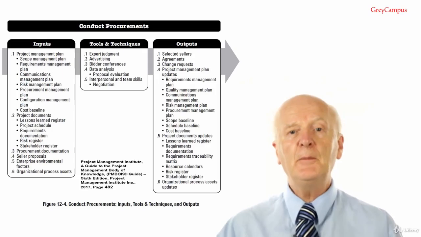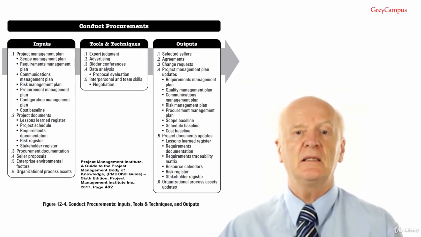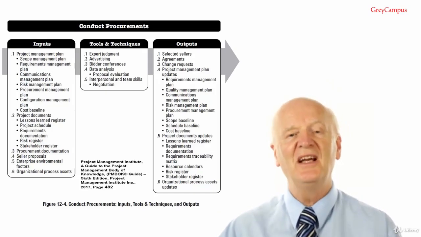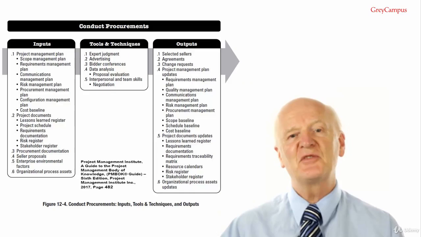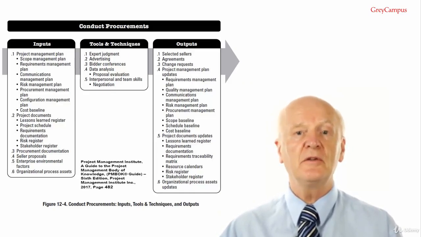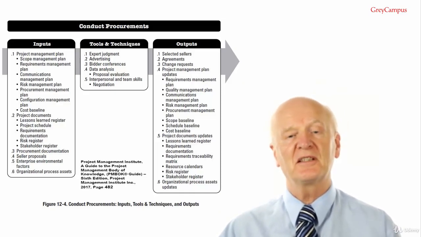We'll go straight into the Conduct Procurements inputs. This is a reasonably lengthy process. Input number 1, Project Management Plan. The Project Management Plan components would include Scope Management Plan. The scope to be performed by the sellers will be included in the scope statement for the project.